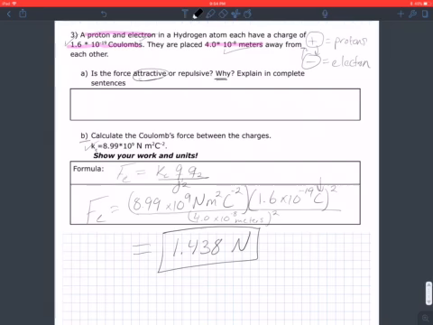To verify that it is newtons, we see that there's meters squared down here, so these two cancel. Now this negative 2 and these positive squared, sorry, Coulomb charges cancel out, and we are left with newtons. Alright, that's it.